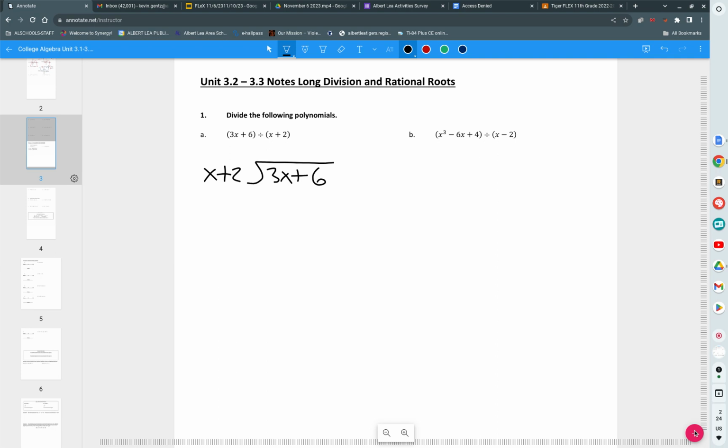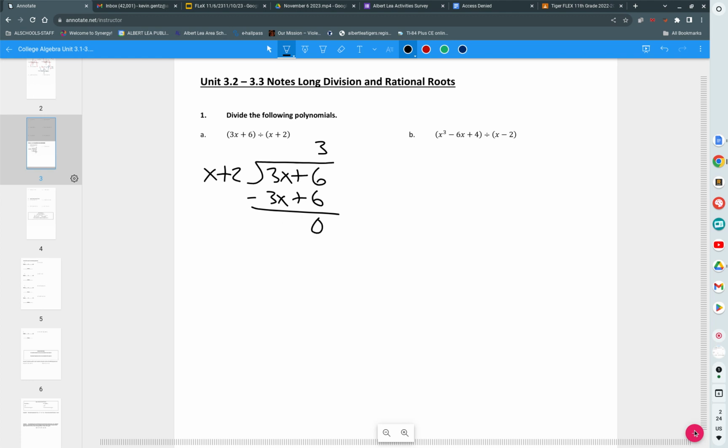What do you multiply x by to get 3x? So you put the 3, since it's a constant, above the 6. And then you multiply the 3 back through, you get 3x plus 6. And when I subtract these, I get 0.